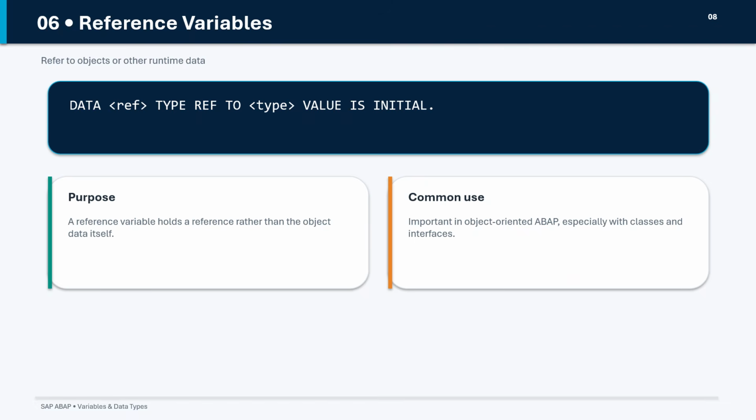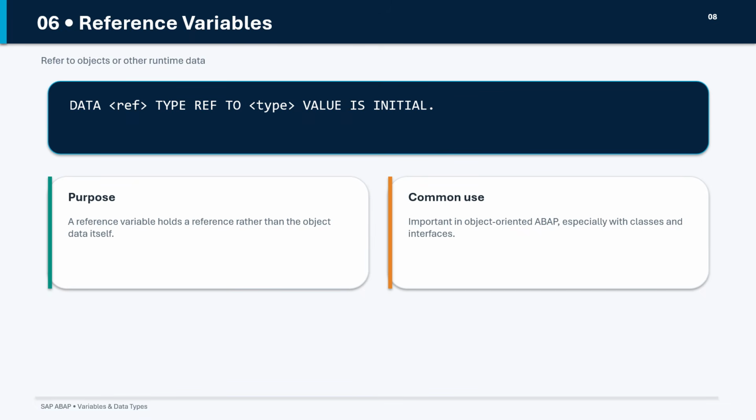Let's discuss reference variables. This is a very important topic. Mainly these reference object variables are used in object-oriented ABAP, whenever we are working with classes and these things. A reference variable doesn't directly contain the complete data object. We'll discuss more on this in a later session.